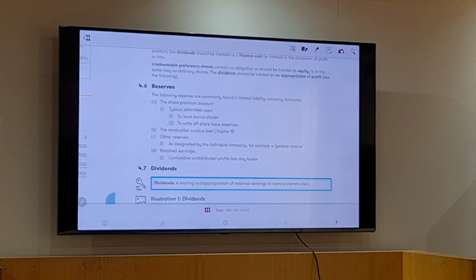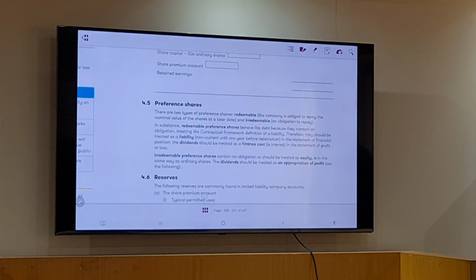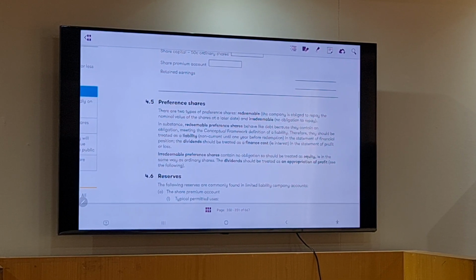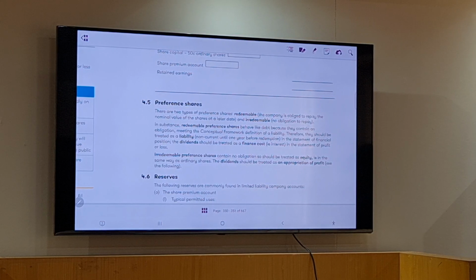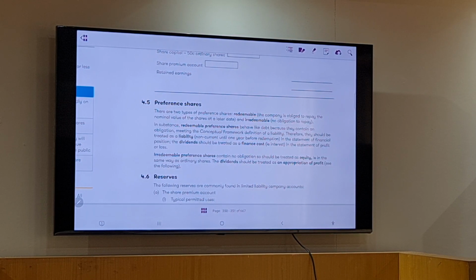Bismillahirrahmanirrahim. Yesterday we discussed up to preference shares. We discussed types of shares, ordinary shares and preference shares. When you talk about preference shares, you can either redeem or not redeem. Redeeming means after 5 years, 10 years, you can take the money back from the company after returning your shares. So that is redeeming, same like pawning.